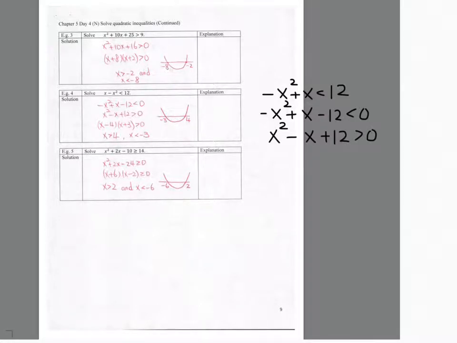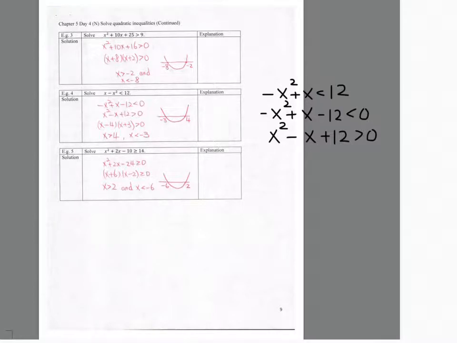Equation number 4. This is a little bit tricky again. I'm going to rewrite it as negative x squared plus x less than 12. Then I'm going to subtract 12 from both sides. I have negative x squared plus x minus 12 less than 0. I like to keep my leading coefficient positive, so I'm going to multiply everything by negative 1. Make sure if you multiply by a negative, you have to flip the sign. So we arrive at x squared minus x plus 12 greater than 0.